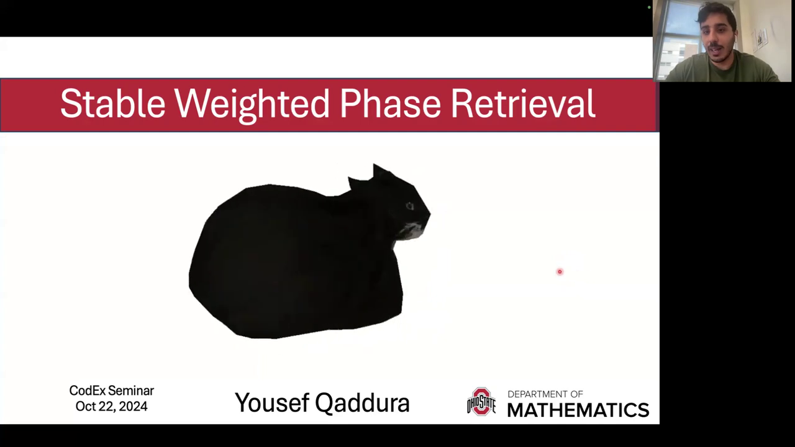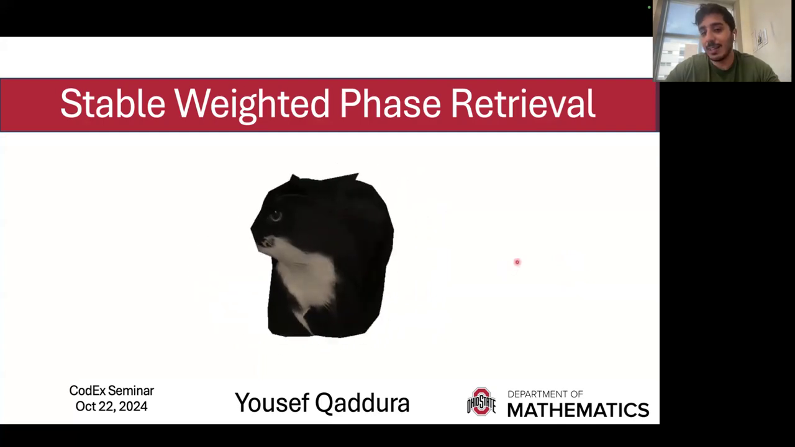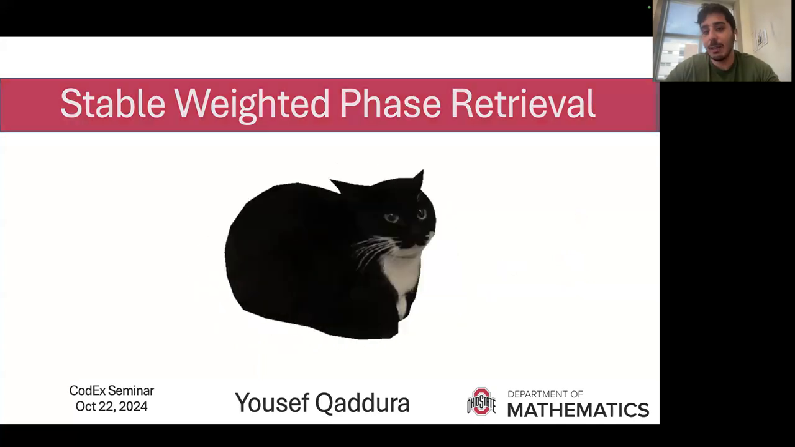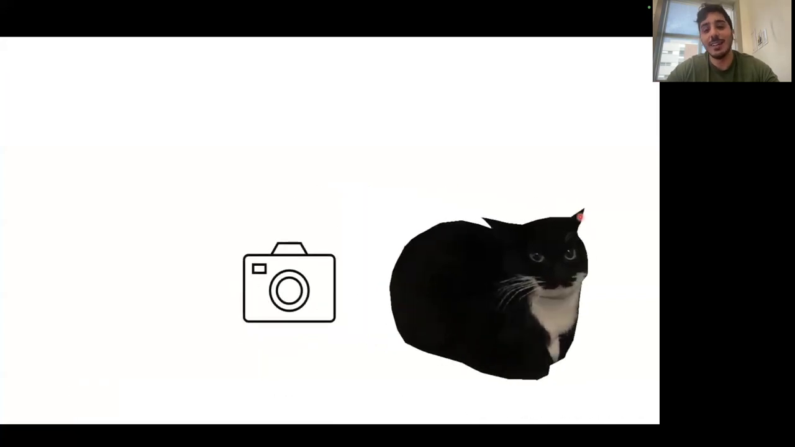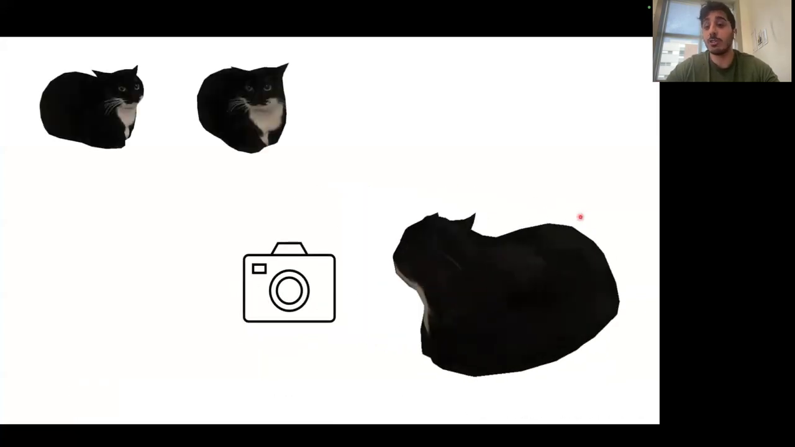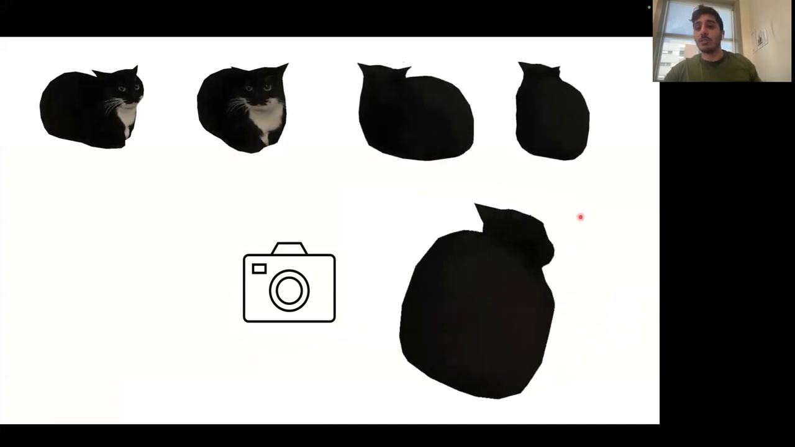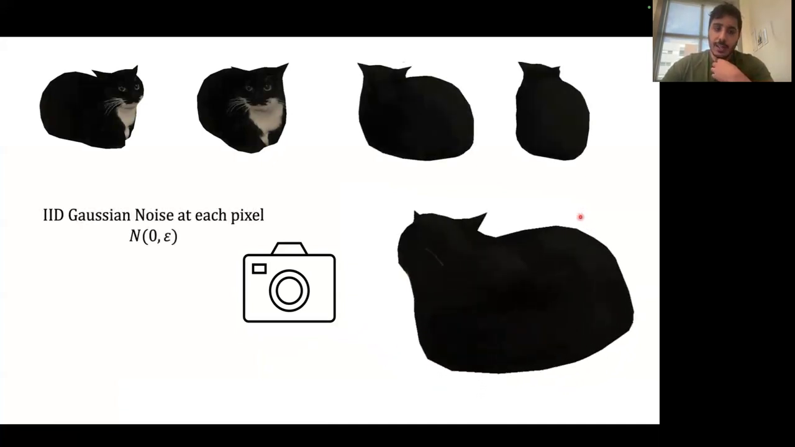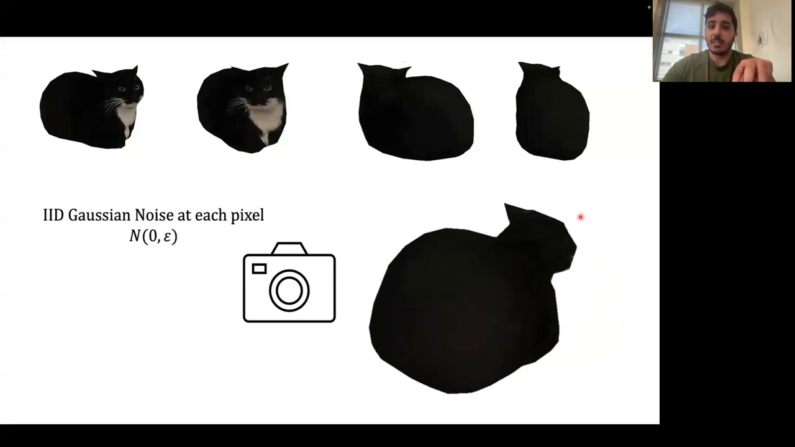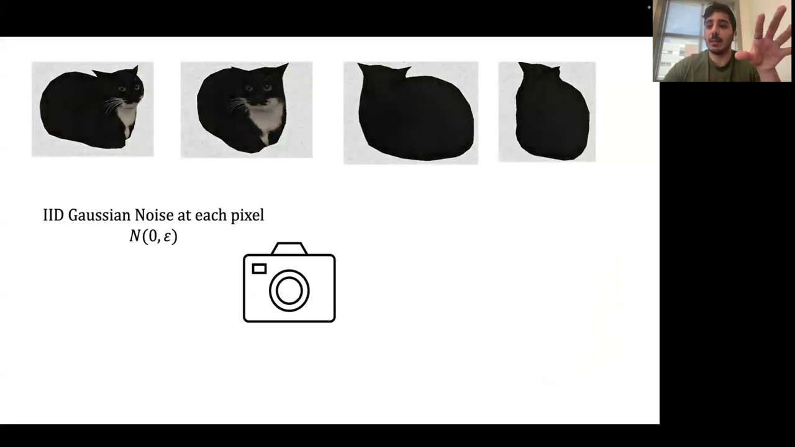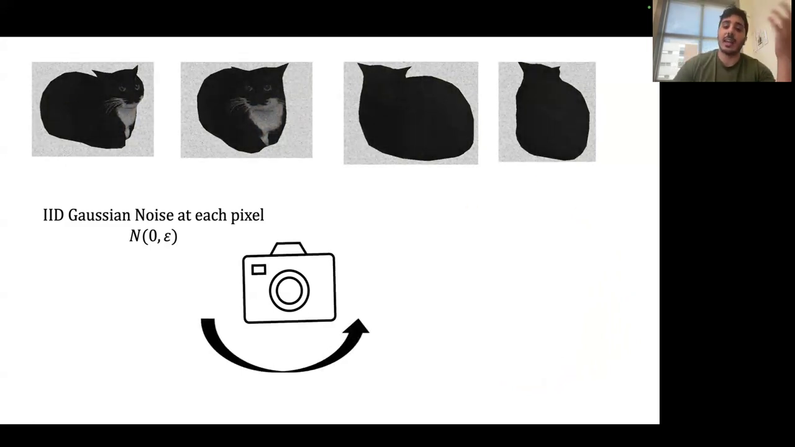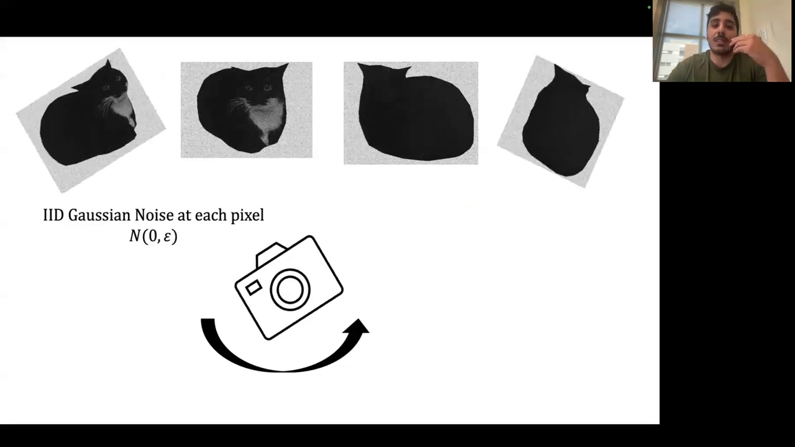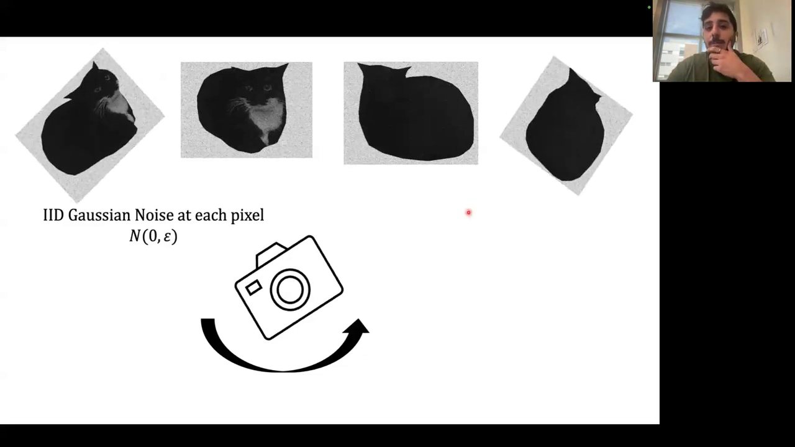But let's get started. So I have a video of a cat that's rotating, and I'm gonna hold a camera to this video, and I'm gonna take 2 pictures from the front and 2 pictures from the back. Now, this camera that I'm holding has an issue. It adds IID Gaussian noise at each pixel. So these grayscale images from now on will have noise added to them because of the camera. And when I was taking the pictures, the camera could have been tilted. So some of these pictures could have been tilted.